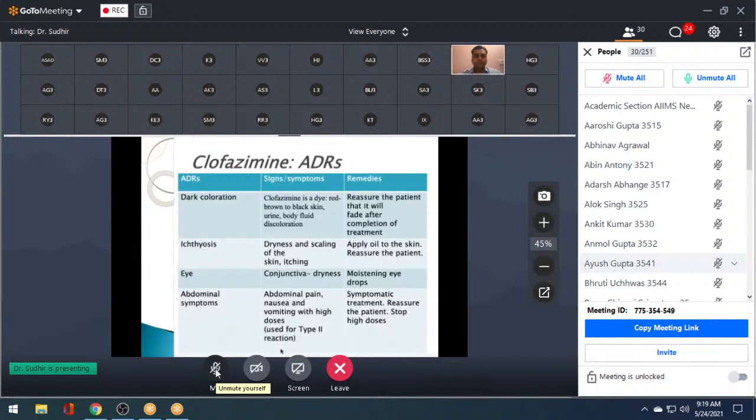So coming to its side effects, as it is a dye, it can cause discoloration of the skin. Not only skin, it also discolors the urine and body fluids. So what is the remedy for this? You have to reassure the patient that it will fade after completion of the treatment. It is a temporary thing.